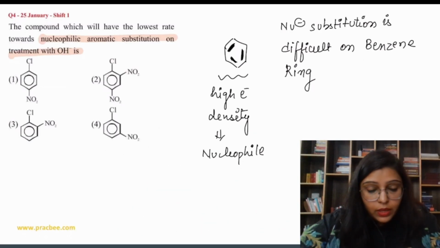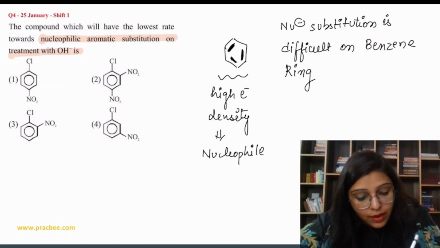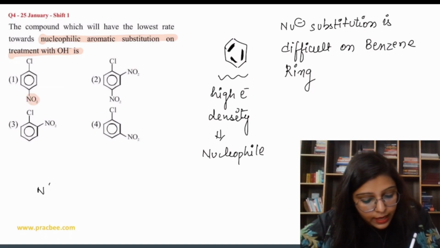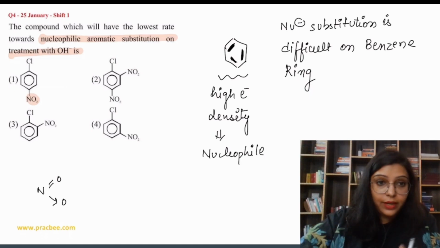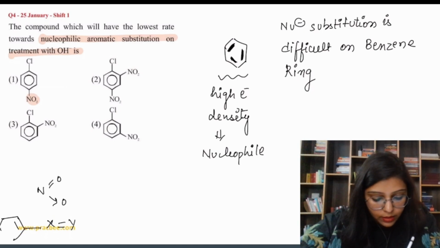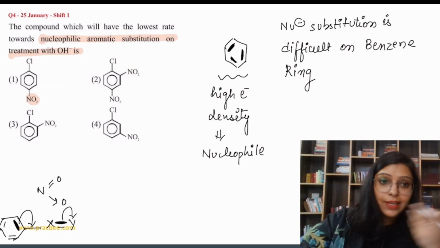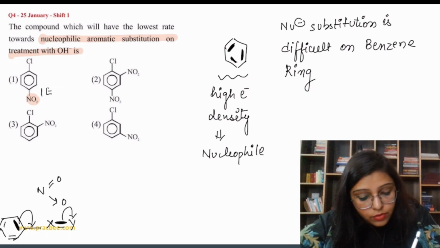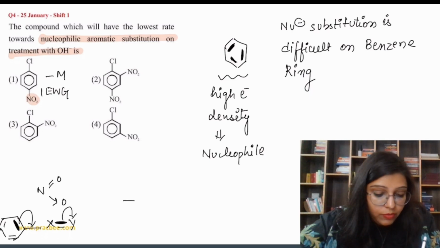Okay. So if we see the options, here we have one electron withdrawing group, NO2, that is N double bond O. Now we can relate this with X double bond Y. So what happens? Suppose this is the benzene ring part. The electrons of this bond come over here, and the electrons of this bond shift to Y. So it's an electron withdrawing group, which shows the minus M effect. Minus M effect means mesomeric effect.